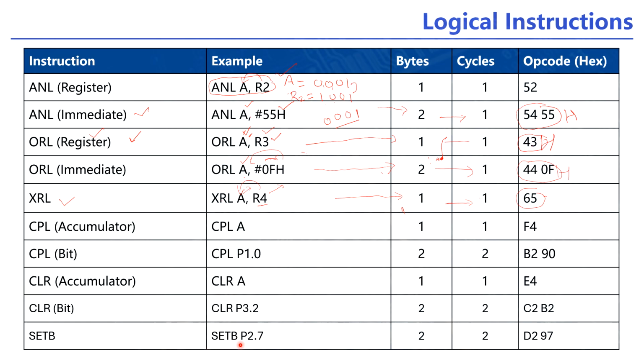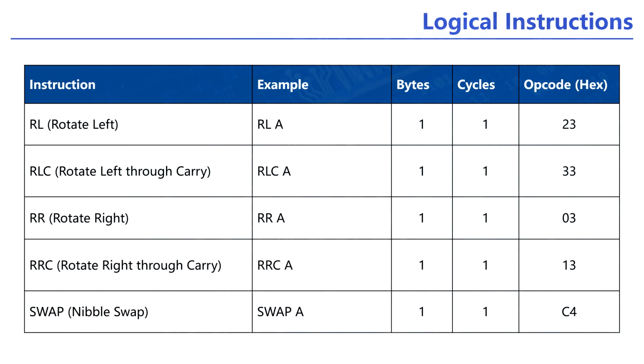Now this will set this pin, meaning this is the high of this pin after the set bit. This instruction is a 2-byte instruction. For its execution, 2 machine cycles are required. Opcode D2 97 is the opcode for this instruction.